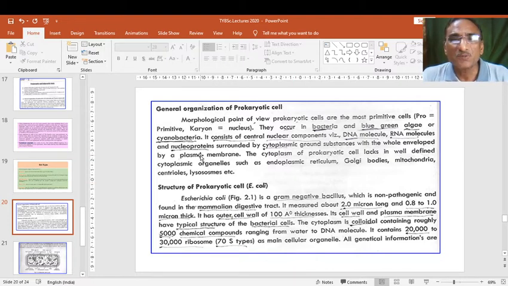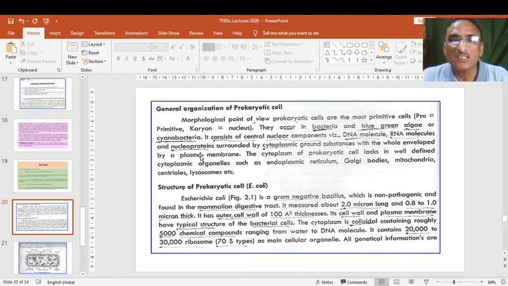Morphologically, if we study the prokaryotic cells, these are very primitive, having no well-defined nuclear material, and therefore they are termed prokaryon or prokaryotic. They occur in bacteria and blue-green algae, or cyanobacteria. So these are the basics. The cell consists of a central nuclear component which is not bounded but scattered in the central area. What works as a nucleus is generally the DNA molecule, RNA molecule, and nucleoprotein material.